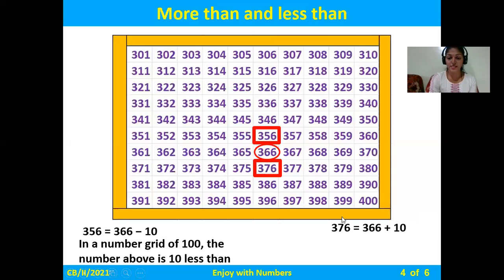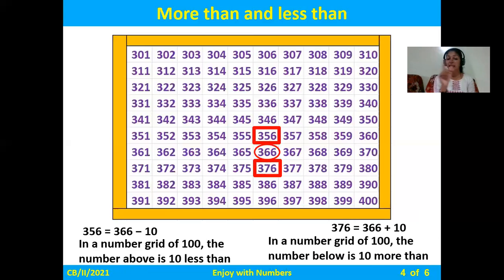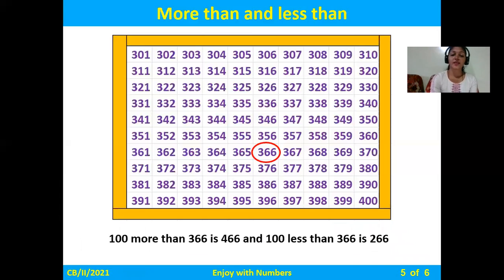So this is for 376, which is equal to 366 plus 10. The same thing they will be giving here, that is in a number grid of 100, the number below is 10 more. If it is given above in a grid, then it is 10 less. If it is given below, which means down, then it is 10 more. Is that clear to you? All right.